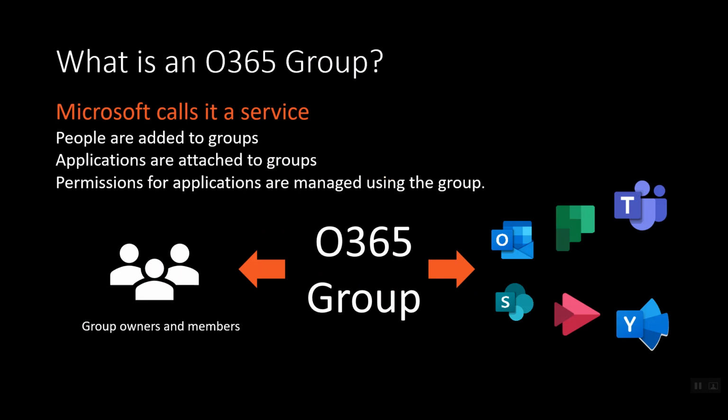Microsoft call it a service, which isn't necessarily that easy for us to understand. First thing is to know that people are added to groups, so it's a way of managing people, grouping them together, people that have a common purpose. Secondly, applications are added to your group. So you can add a Microsoft team or a SharePoint site, so those people get access to that application and all can be managed centrally together. It doesn't have to be just the applications that are on the screen. It can be anything in Office 365. The permissions for those applications are managed using that group.